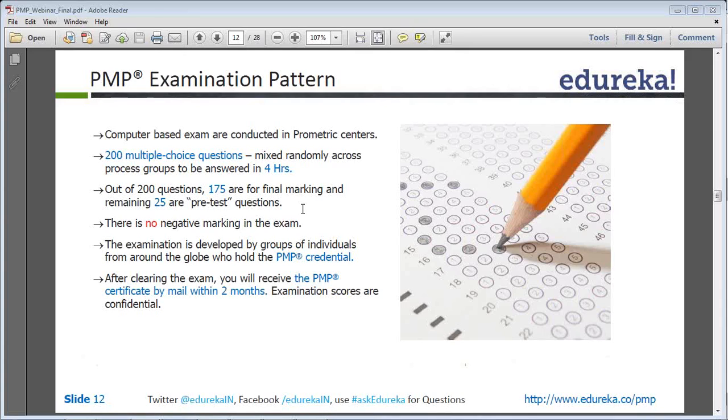Now after clearing the exam, you will receive the PMP certificate by mail within 2 months. But as soon as you clear, at that point of time itself, you will get your pass marks. It is not the marks that you will get. In the various areas, it will say whether you are proficient or not. Yes, Edureka provides mock questions.